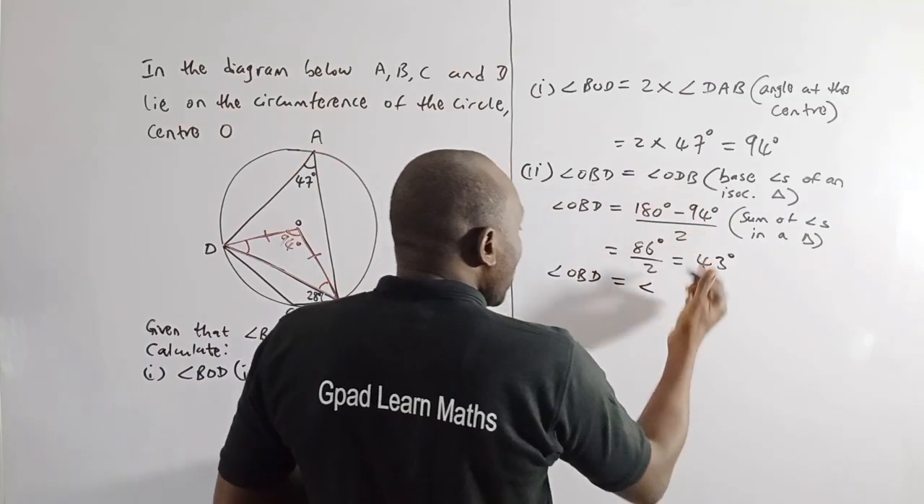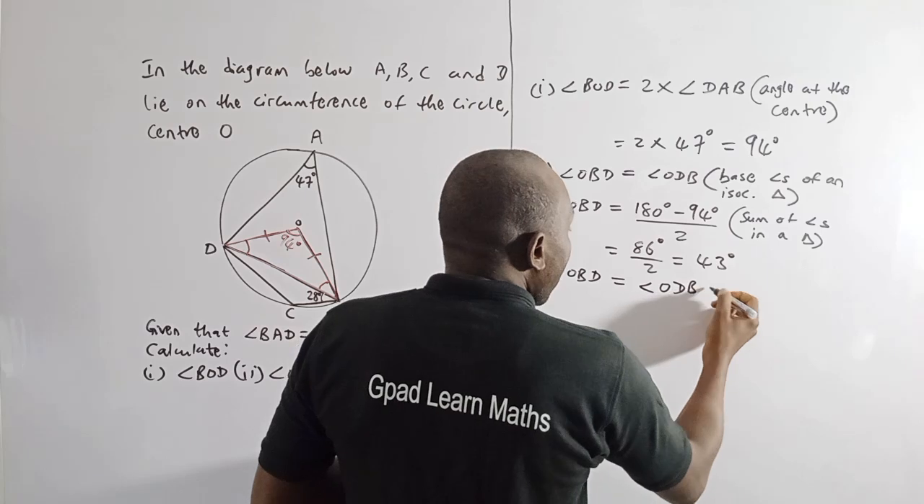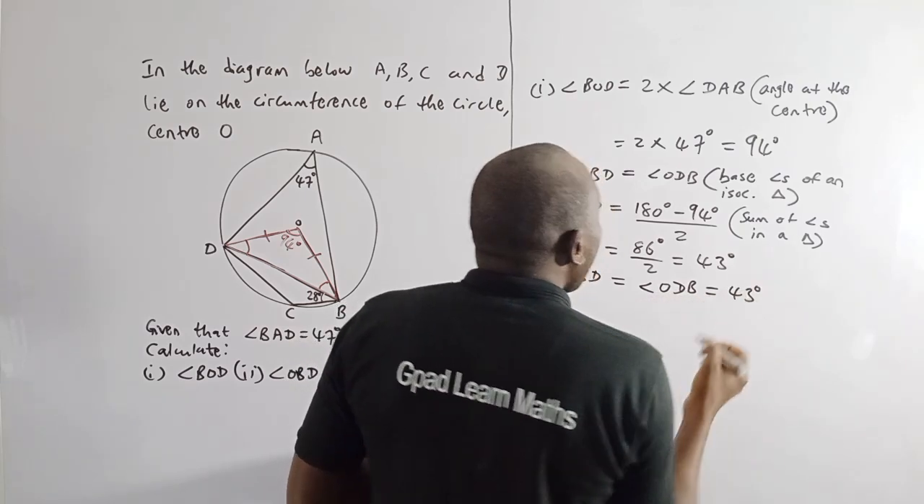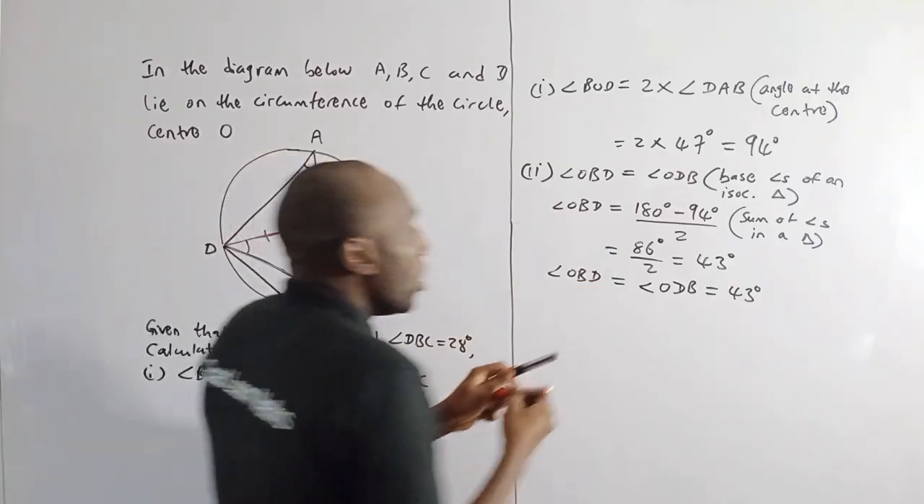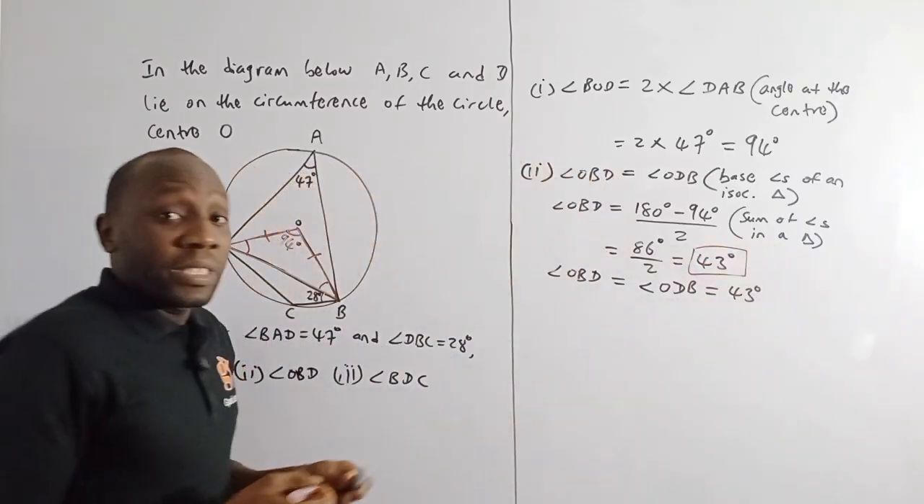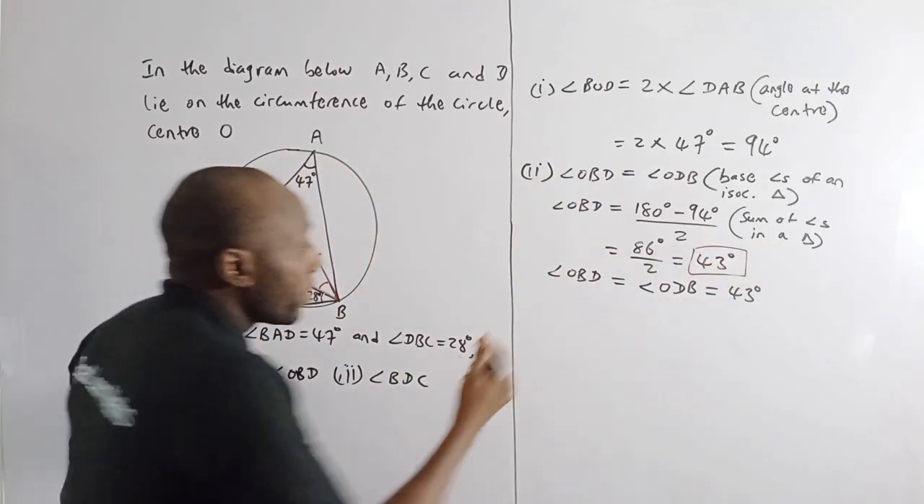Angle ODB. And they're both equal to what? 43 degrees. But we just got the angle for what? OBD, which is what? 43 what? Degrees. Okay, let's get the third angle.